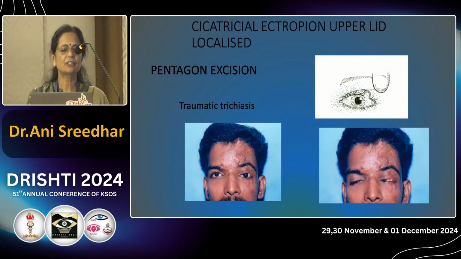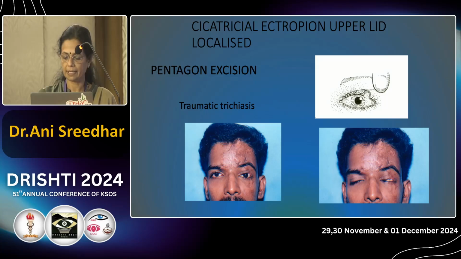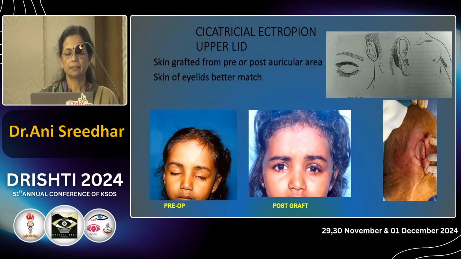And cicatricial ectropion, if it is localized, you can do a pentagon excision. And if it is widespread, then you have to release the scar tissue and do a skin graft. Nowadays I don't go posterior auricular, I always take a skin graft even in small children, you can take from the other lid. That is a good skin match and it's easy to take also.